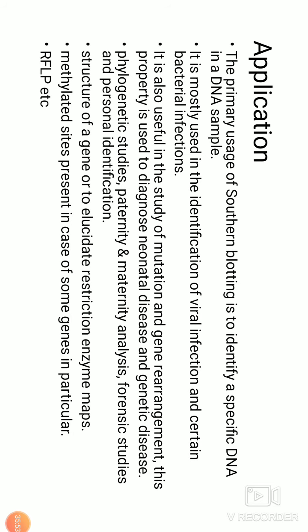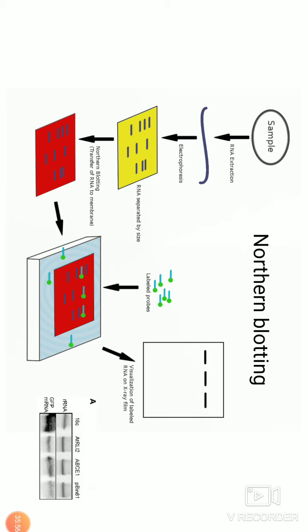So the next blotting technique is Northern blotting. The steps are very similar, but here the starting material is different. That is, RNA is used in Northern blotting. So Northern blotting is a technique for detection of specific RNA sequences. It was developed in 1979 by James Alwine and George Stark at Stanford University. As an analogy to Southern blotting, they named it Northern blotting.